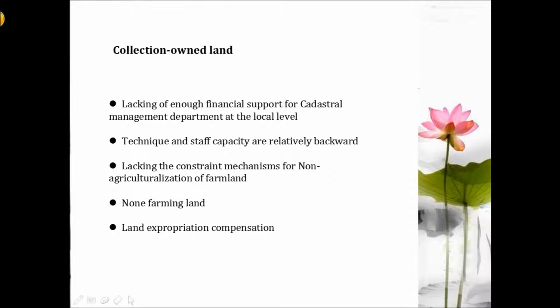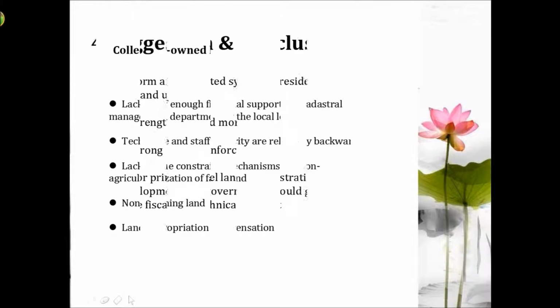For the collection-owned land, here are five issues that should be considered. The first one is lacking enough financial support for cadastral management development departments at the local level. The second one is that technique and staff capability are relatively poor, backward. The third one is lacking constraint mechanisms for the non-agricultural use of farmland. The fourth is non-farming land, and the last one is land expropriation compensation.